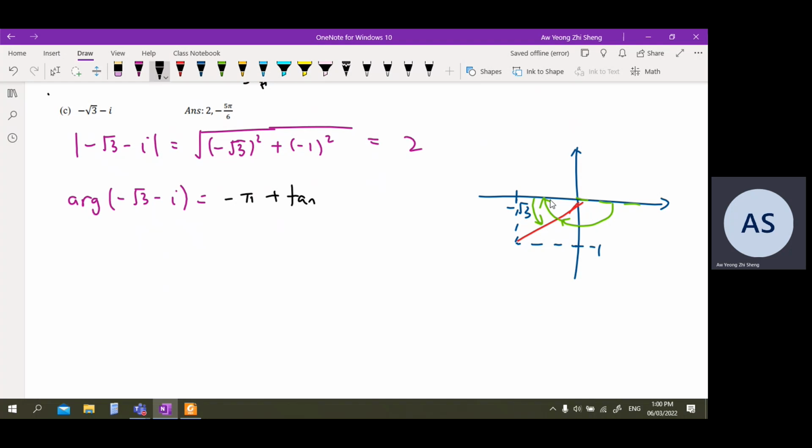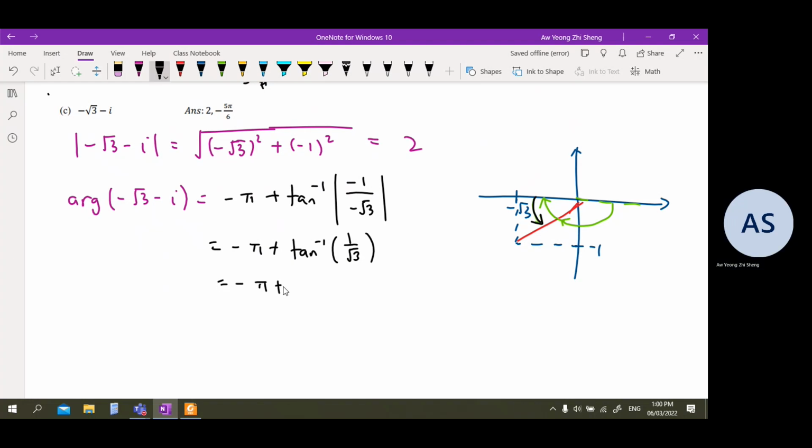And so remember that when you go anti-clockwise, it is a positive angle. In this direction, which I'm coloring in the black color, it is in the anti-clockwise direction, therefore I'm adding the basic angle. It's inverse tangent of modulus y over x, that's modulus of minus 1 divided by minus 3. That's minus pi plus inverse tangent of 1 over 3. I get special angle of pi over 6 here, that gives me minus 5 pi over 6, and that's the answer.